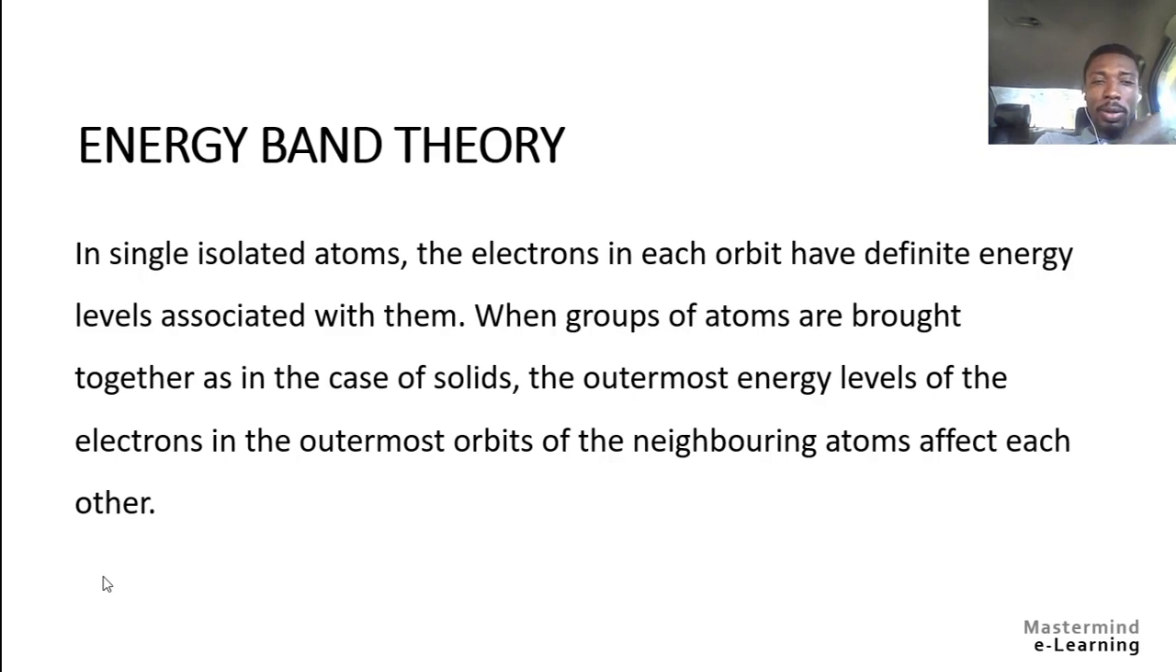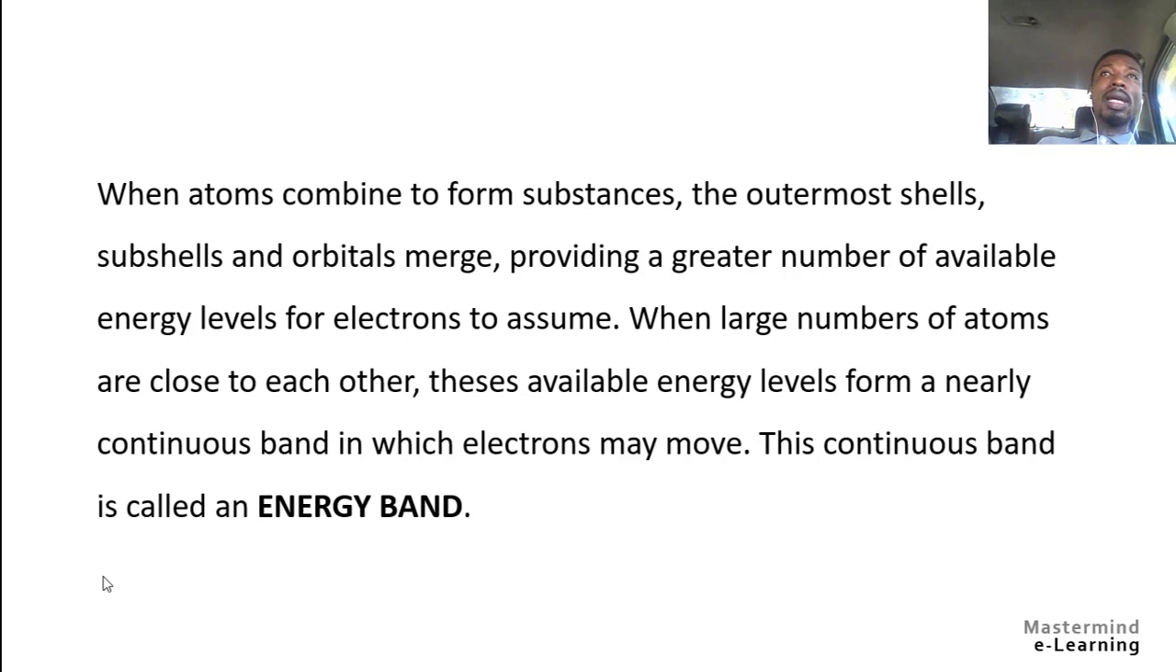Energy band theory. In single isolated atoms, the electrons are in orbit at specific energy levels. When groups of atoms are brought together, for example, as in the case of solids, the outermost energy levels of the electrons in the outermost orbits of the neighboring atoms overlap each other. When you now put all these atoms together, the outermost shells, subshells, and then the orbitals merge.